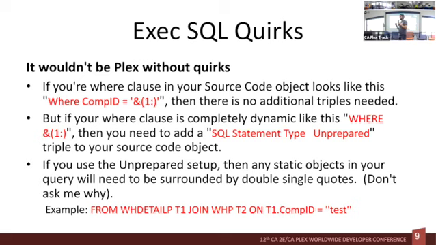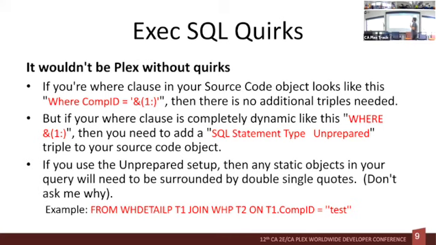But if you're doing something where the where clause is fully dynamic, or your joins are dynamic, or even what fields are selected are dynamic, like this example here where it's just "where" and then we pass in a variable to do everything, then you're going to need to add a triple to that source code object called SQL statement type unprepared. Don't ask me what this really does internally or why it's needed. I just know it is needed for these things.